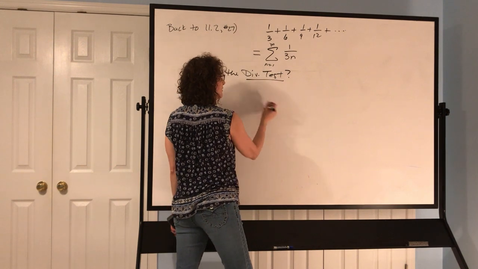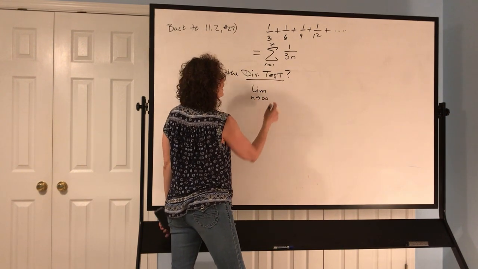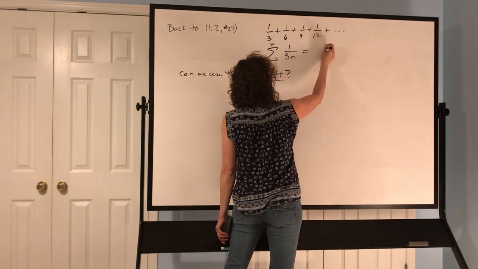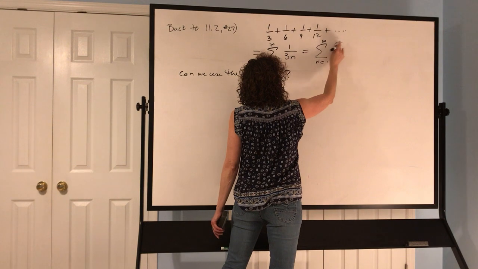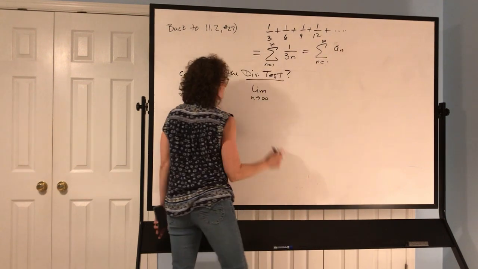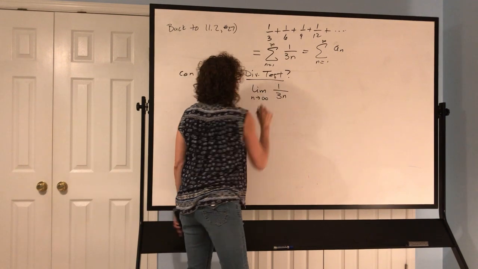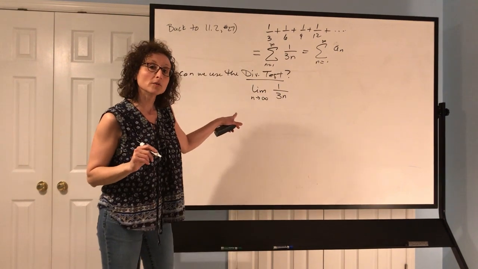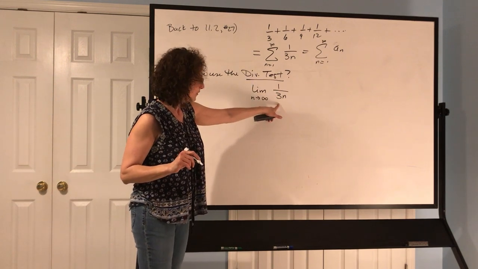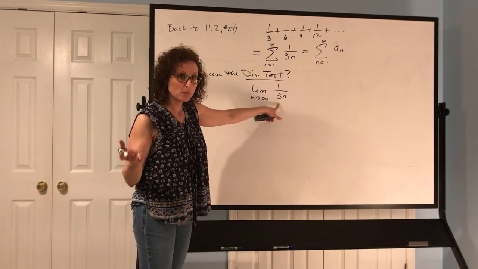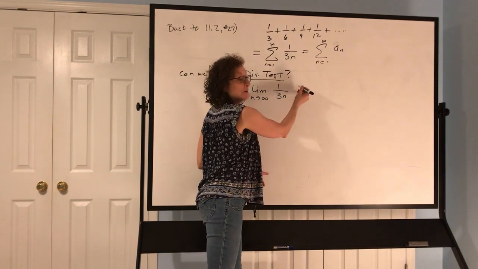What would I do for the divergence test? I would look at the limit as n goes to infinity of this guy, my a sub n, in the sum from n equals 1 to infinity of a n. So I look at the limit of that guy, 1/3n. What is the limit as n goes to infinity of 1/3n? Good. Constant over something getting huge can't compete at all. A constant over something getting huge goes to 0.